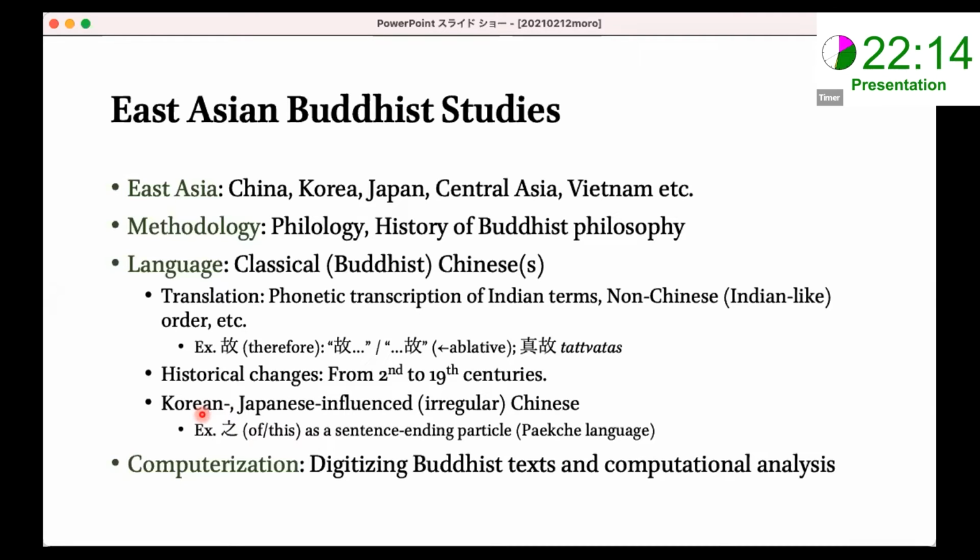And in East Asian Buddhist studies, text analysis using statistical methods began in the 1980s, and the development of databases of Chinese Buddhist scriptures in the 1990s has led to an active use of computers. Digital texts have progressed the research of these irregular usages of Chinese.